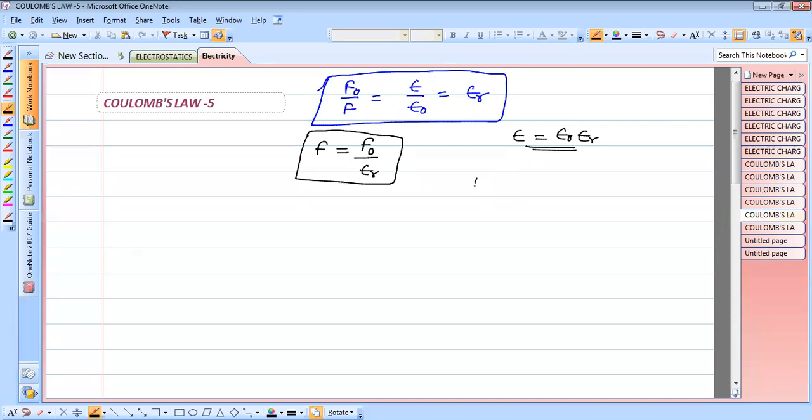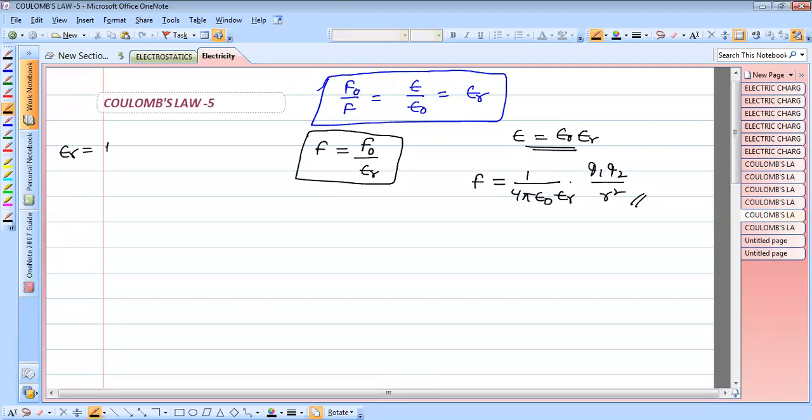So from this, we can write the force between two static charges in a medium equals 1 by 4 pi epsilon naught into epsilon r, q1 q2 by r square. Very, very important: epsilon r equals 1 for air, or K equals 1 for air, and epsilon r equals infinite for conductors. So very, very important point.